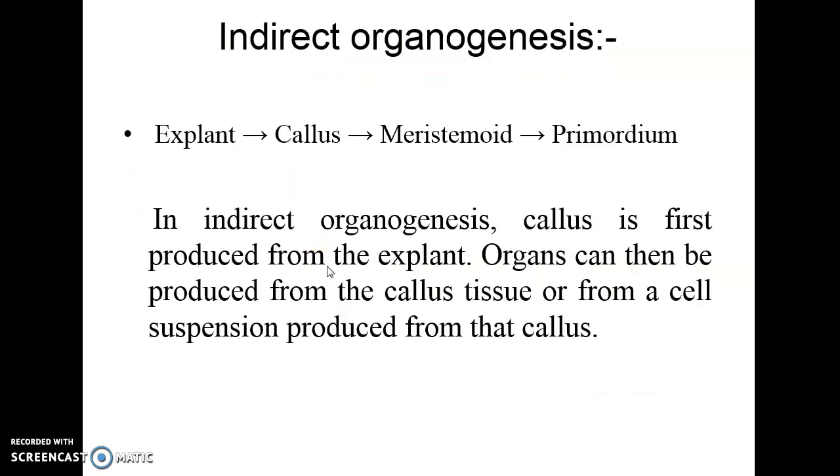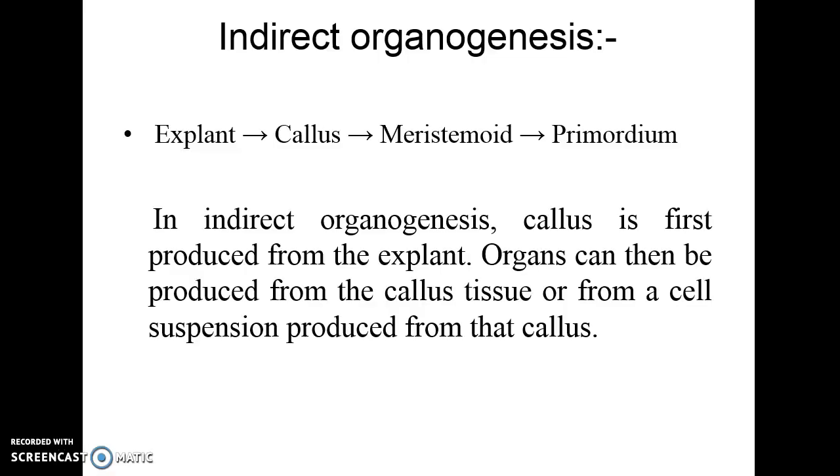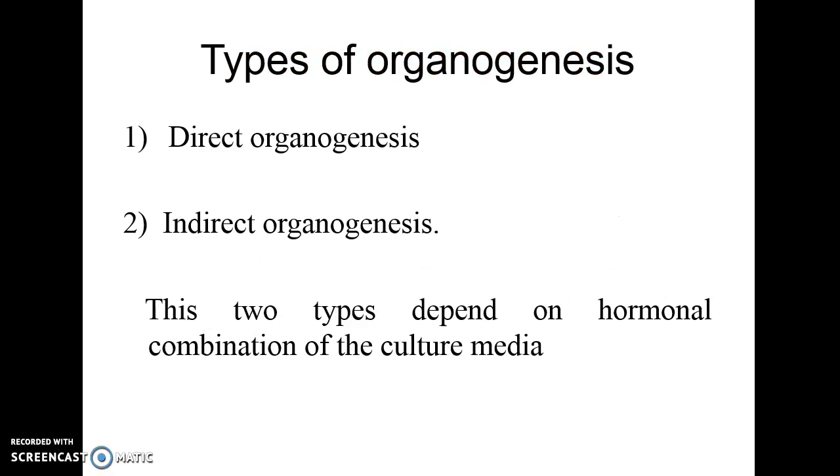Now we will see indirect organogenesis. In this, the explant will differentiate into callus, then the callus will form meristemoid, and then there will be formation of organs. So in indirect organogenesis, a callus phase is involved. That's why it is called indirect. So this is about organogenesis.